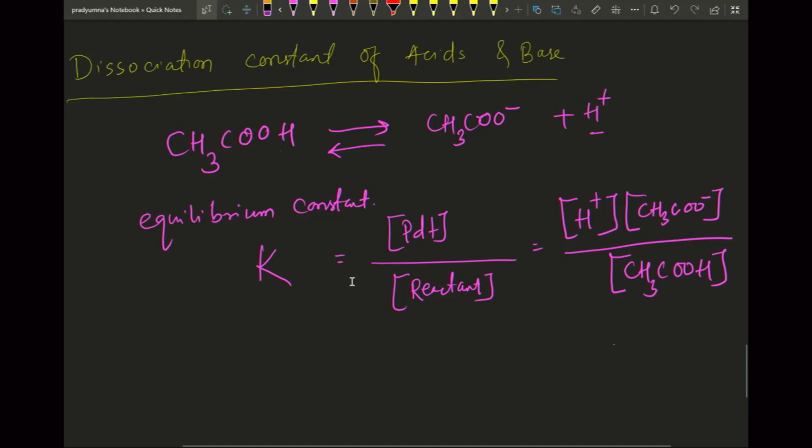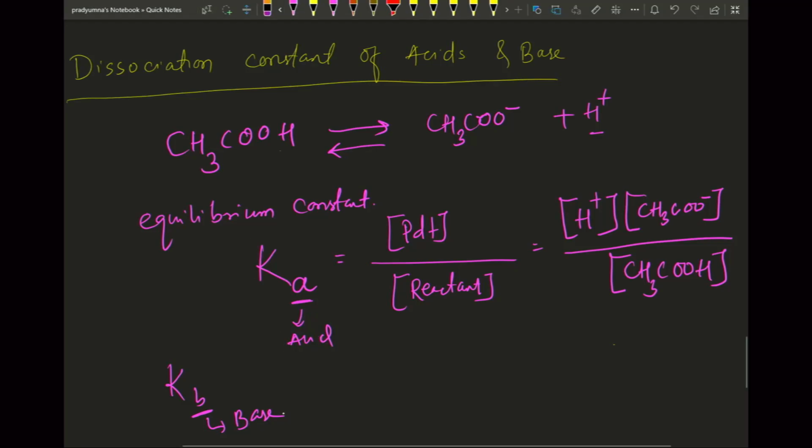You have seen this equilibrium constant before. When we use it in the context of an acid, or a weak acid in this particular case, it's called the dissociation constant of the acid, Ka. Why is it called a dissociation constant? Because the acid is dissociating, breaking into two parts. The A stands for acid. If it is a base, then it's called Kb, where the B stands for base. Both are just equilibrium constants. Again, Ka is the dissociation constant of acids.